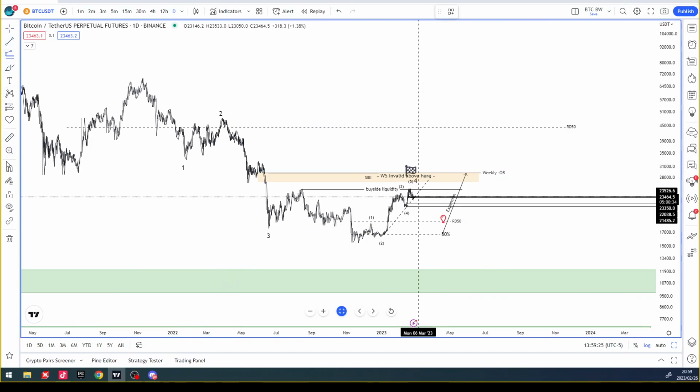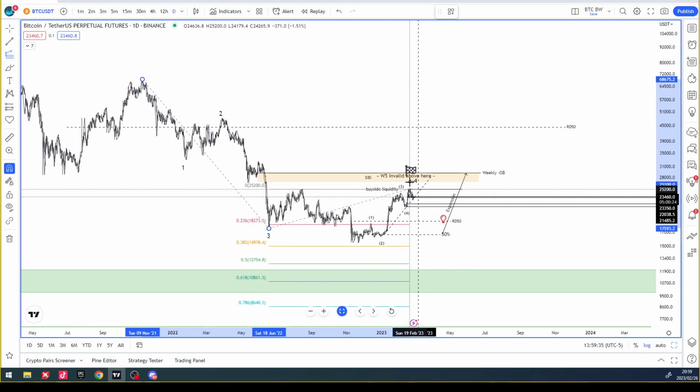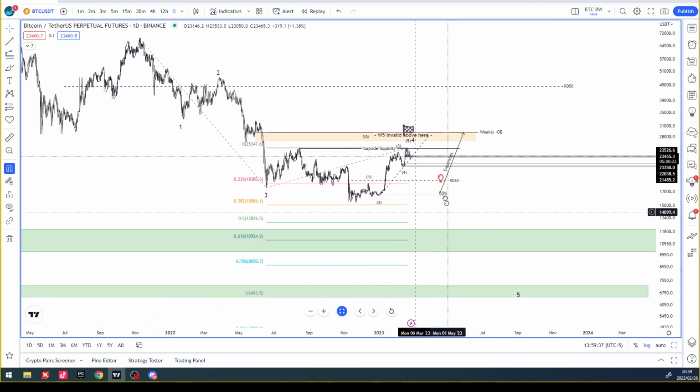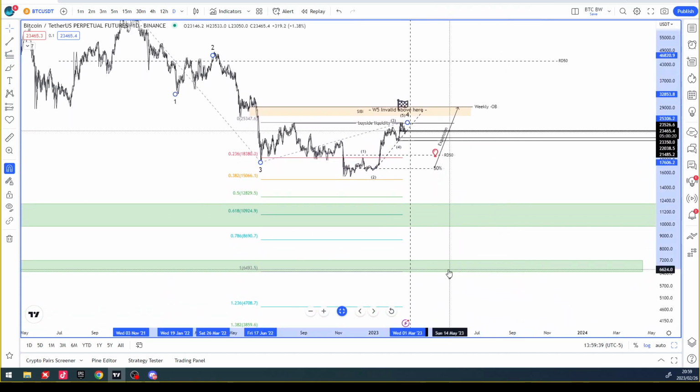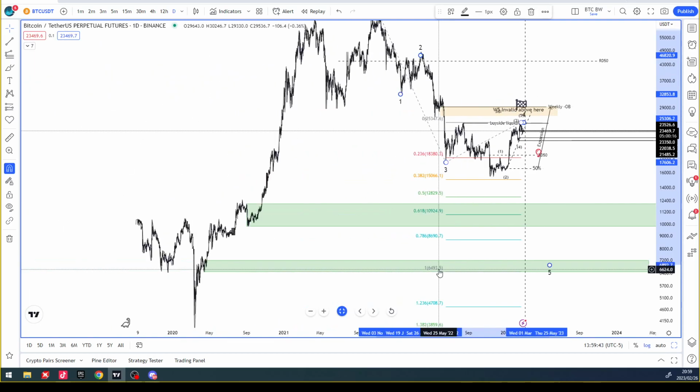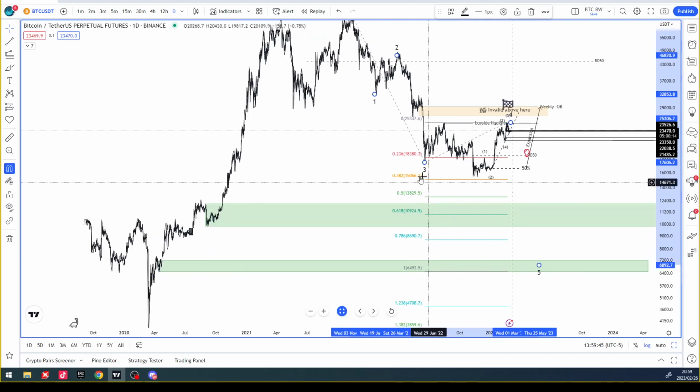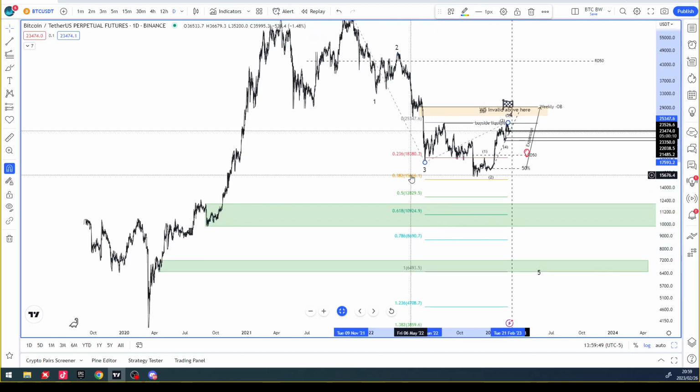We take the length of wave one to the length of wave three, since wave three wasn't extended, and project it from that wave 4, and we look for 100% extension, it puts us all the way down here. 6493, right? COVID lows. That's where it puts us, all the way back to COVID lows.